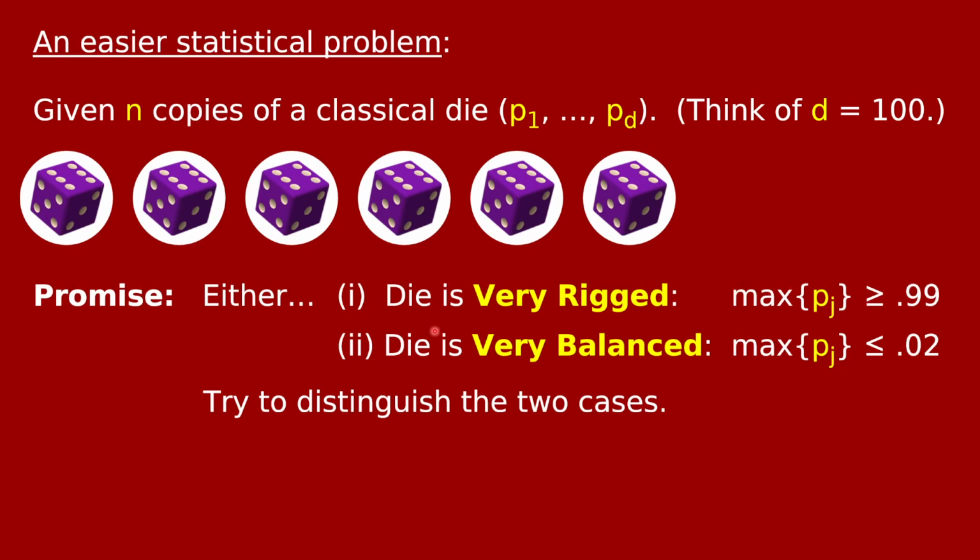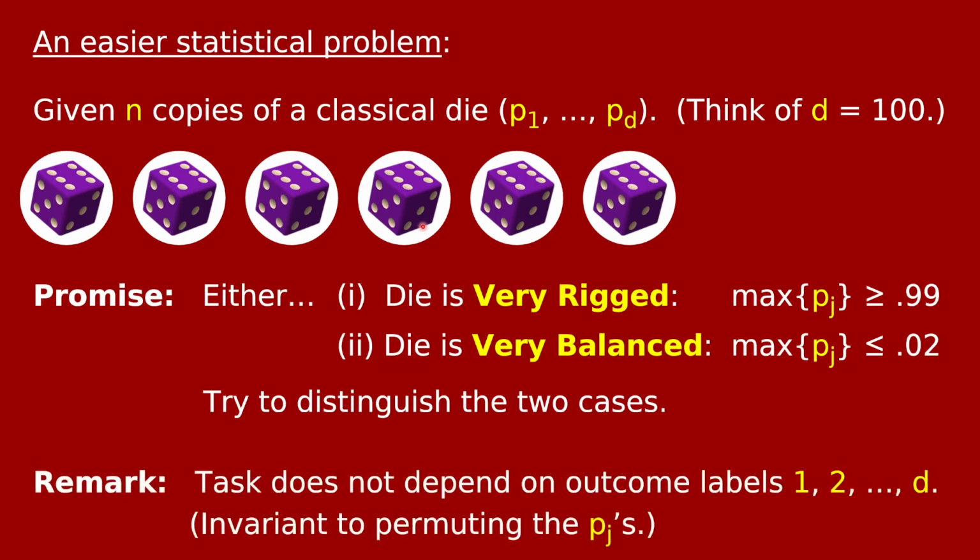Or you're promised that the die is what I'll call very balanced. Okay, so it might not be like a perfectly fair die where all the face probabilities are 1 over 100, but let's say every face probability is at most 2%. So no face is more than 2 times as likely as it should be to come up. Okay, so you're given this die. It's either very rigged or it's very balanced, and you're trying to tell which of the two cases it is.